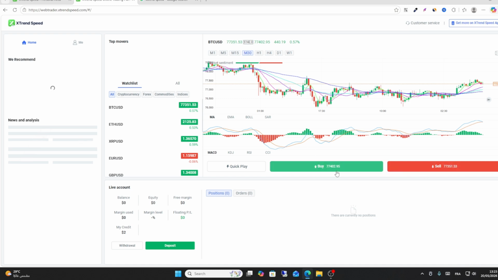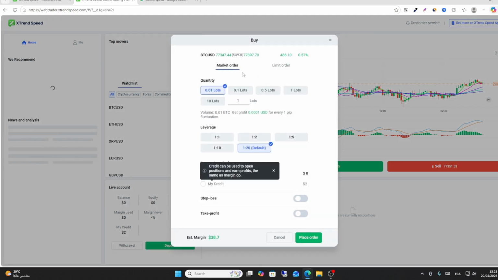If you want to buy, click this buy option. Choose the market order you want to buy. You have limit order, market order. You have leverage. You can choose leverage from here. You can set up take profit, your credit payment method for your credits, and you can place your order. Choose the amount you want to trade.